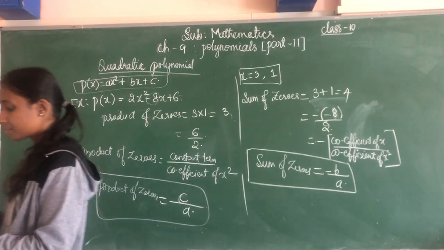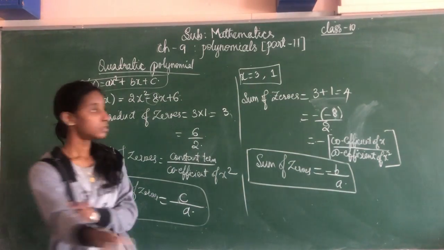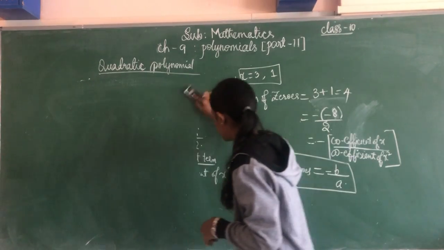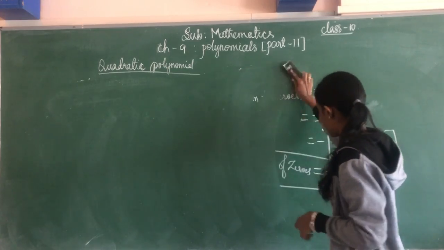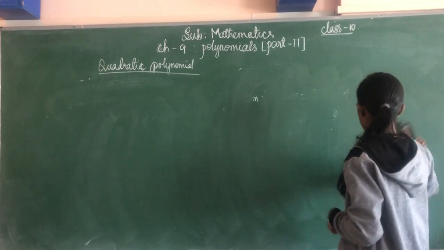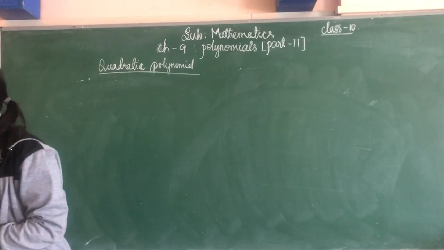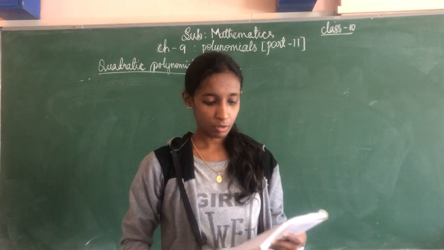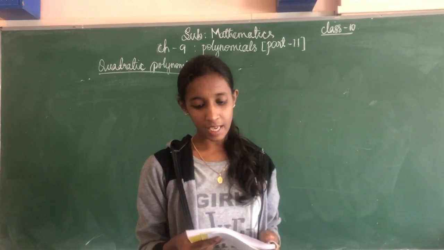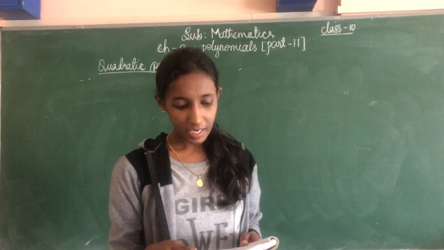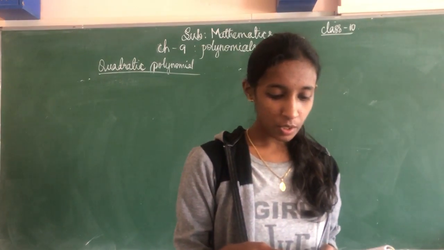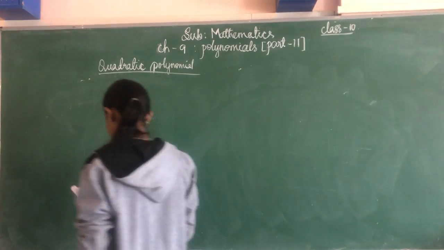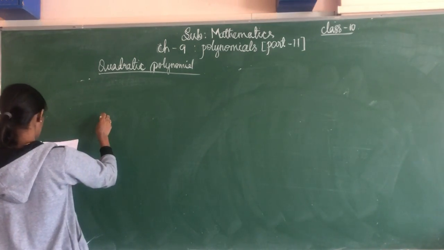Now, just look at example 2 in your textbook, page number 11. Find the zeros of the quadratic polynomial. What is it you have to find? Zeros of the quadratic polynomial x square plus 7x plus 10. Verify the relation between the zeros and the coefficients. First you have to find the zeros of the polynomial, and verify the relation between the zeros and the coefficients.